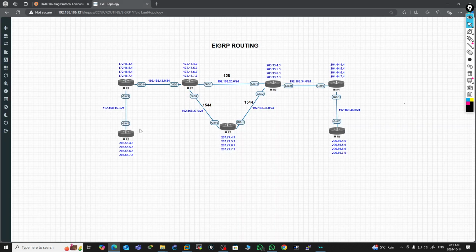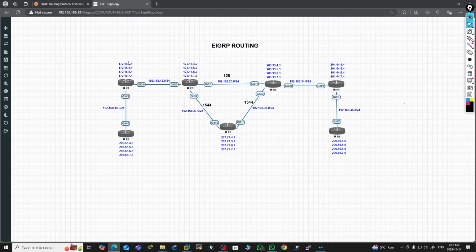This is the topology we're going to be using for EIGRP routing. It's not too different from the one we used for RIP routing. I have altogether about 6-7 routers. If we look at the way I name them, I name the connections between routers. Between router 1 and router 2, we have 192.168.12.0/24. Between routers 5 and 1, it's going to be 1.5. Between 2 and 3, it's going to be 2.3.